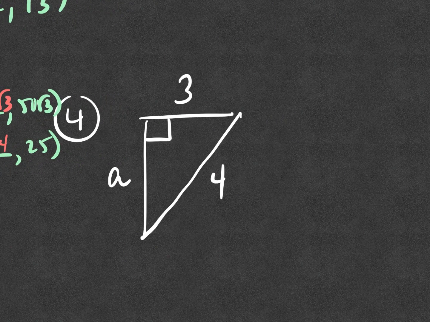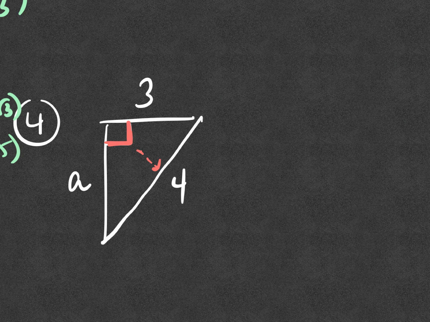Okay, so this one at first glance looks like this should be 5, right? But there's an issue with this. The 5 would have to be the hypotenuse. It doesn't make sense for a leg to be larger than a hypotenuse because the 90-degree angle is always the largest angle. The hypotenuse always has to be the largest side. So this 5 doesn't make sense. So this actually isn't a triple.